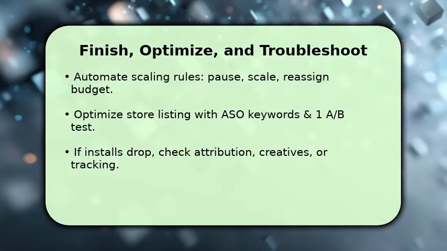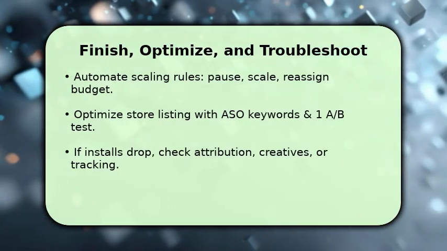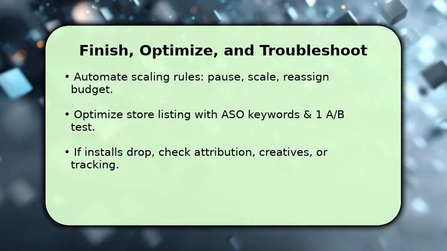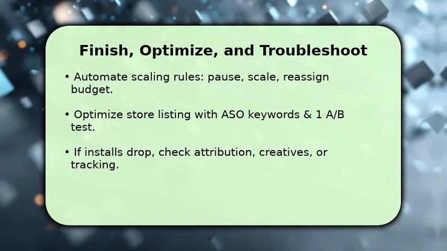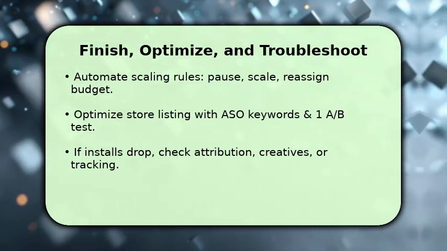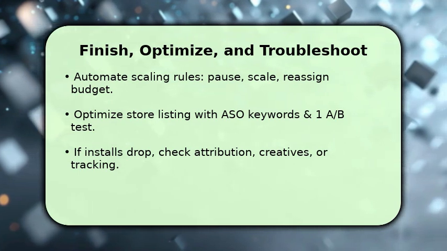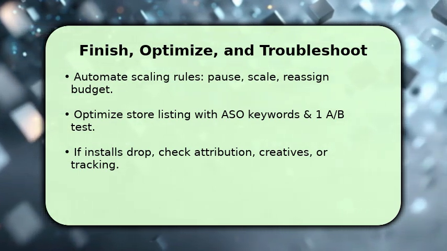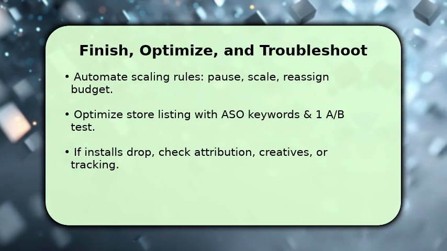To finish the launch and lock in growth, automate scaling rules that pause losers and increase bids on winners, then reassign budget toward highest LTV segments. Optimize your store listing with ASO keywords and run one A/B test for the headline or screenshots.